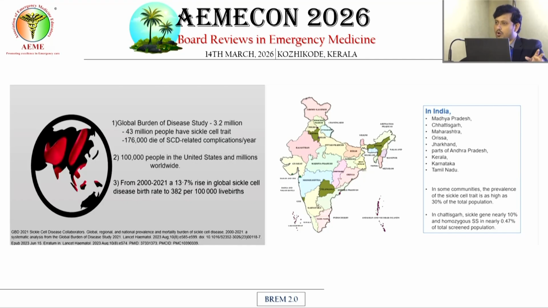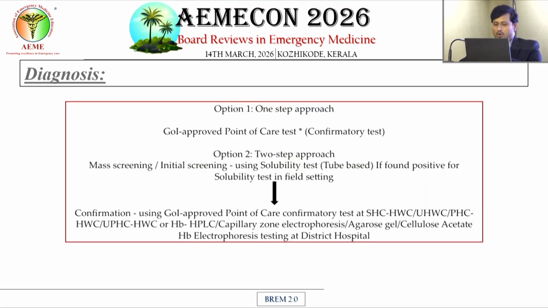You can see in a few areas like Madhya Pradesh, Chhattisgarh, Maharashtra, Orissa, Kerala, Tamil Nadu, and Telangana, which are the most affected states. There is a wide variety of distribution, starting from 1% to 44% depending upon the area. On average, you can take 4.3% prevalence all over India.